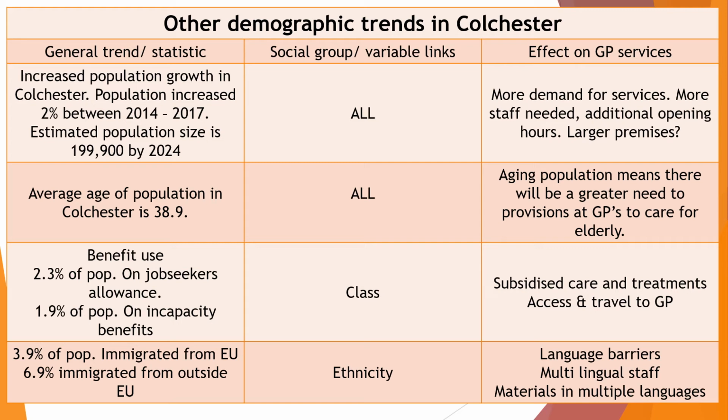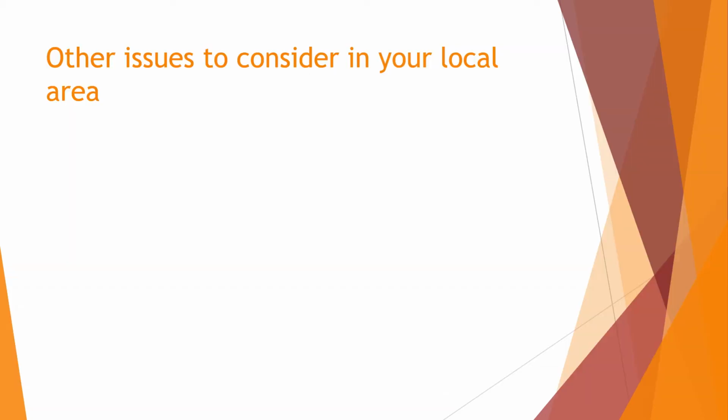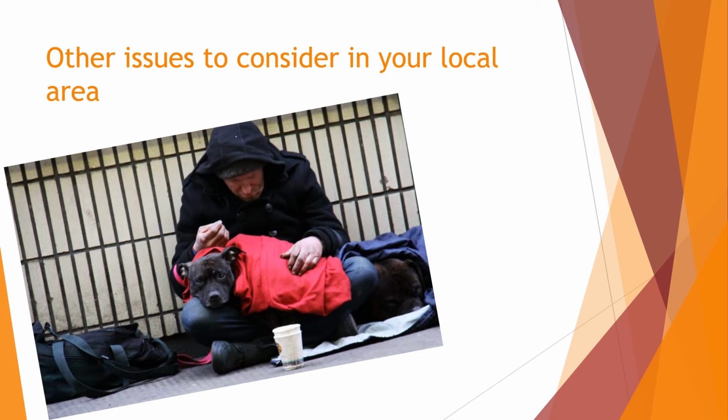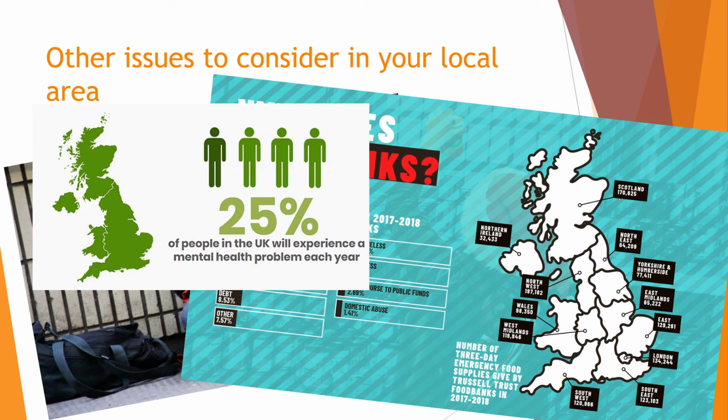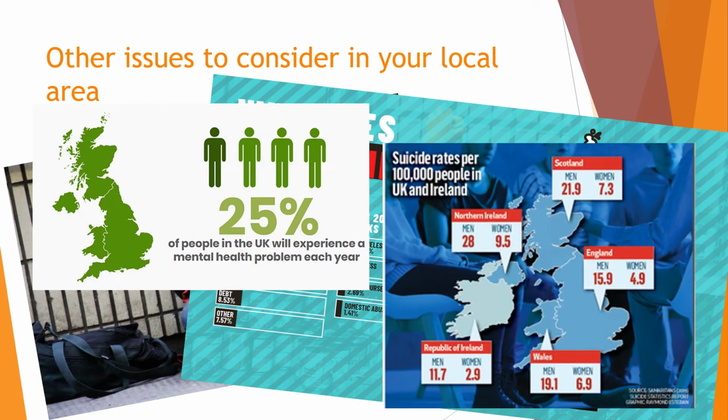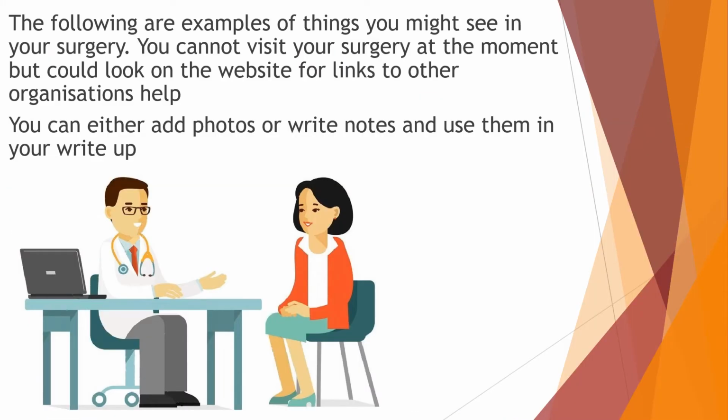The proportion on benefits, the proportion who have migrated in from outside the EU. So again, it's just thinking about how this would impact on your local setting. Other things to consider. So again, think of Essex. Homelessness is quite a big issue within Colchester, within Essex. You could think about food bank use, mental health, and suicide. These would be areas to touch on. What is going on in your area?